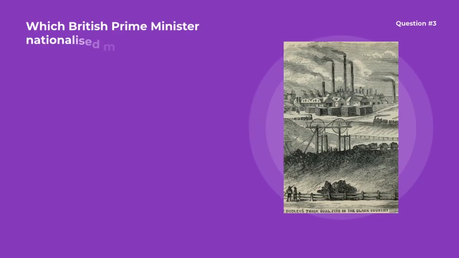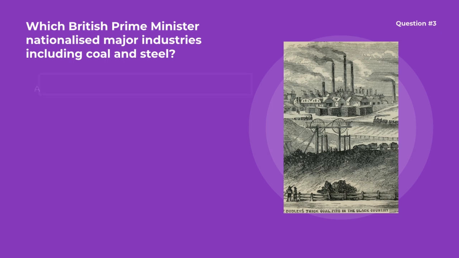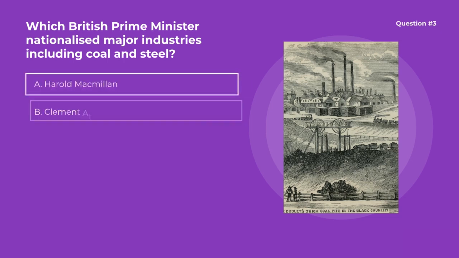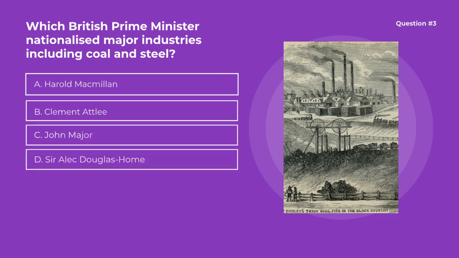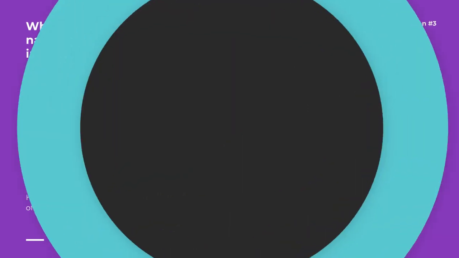Question number 2. Which British Prime Minister nationalised major industries, including coal and steel? Options are A. Harold Macmillan, B. Clement Attlee, C. John Major, D. Sir Alec Douglas-Home. Correct option is B. Clement Attlee. His post-World War II government nationalised key industries as part of rebuilding.